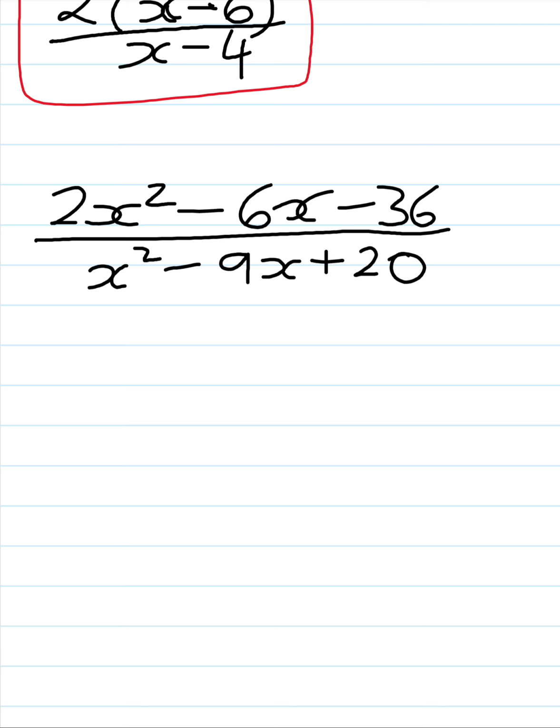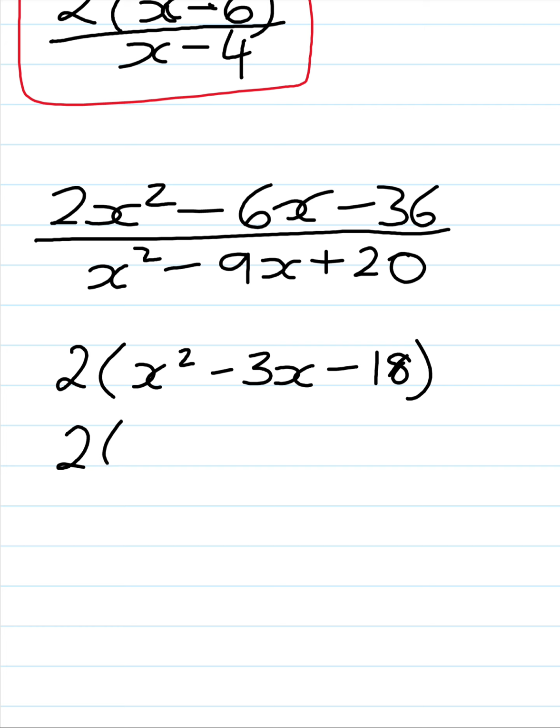This is a bit harder because we've got a 2 in front of the x squared. But anyway, let's crack on and factorise the top and the bottom if we can. Let's start with the top and take out a common factor of 2, because all the coefficients are even. So we get 2 lots of x squared minus 3x minus 18. We can check that this is correct by expanding it out mentally to get 2 lots of x squared minus 6x minus 36. Let's now factorise the quadratic inside the bracket.